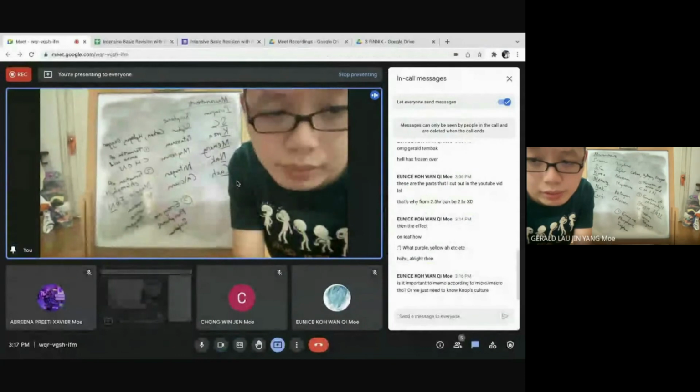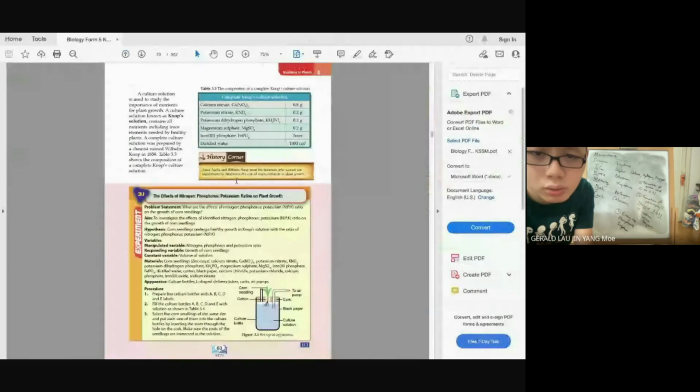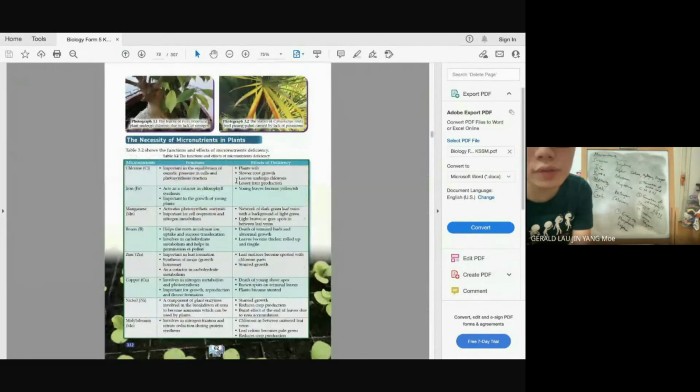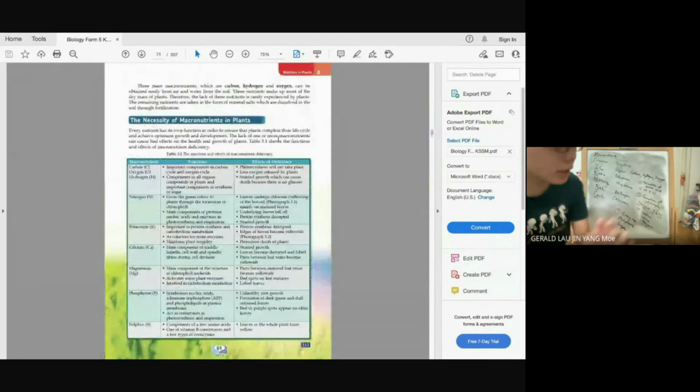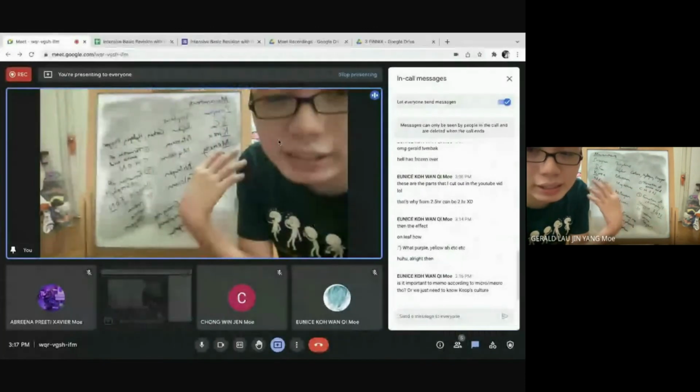Is it important to memorize according to micro or macro? For NPK solution, you don't really need to memorize anything because it very rarely comes out. If you ask me the function of nutrients, focus on macro more. All this macro you focus more compared to micro. All right, now the nightmare is over already.